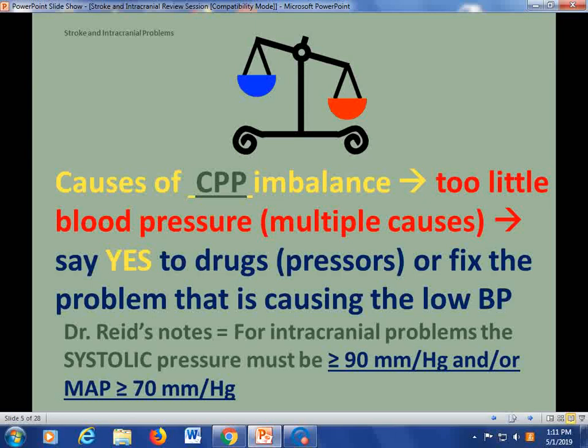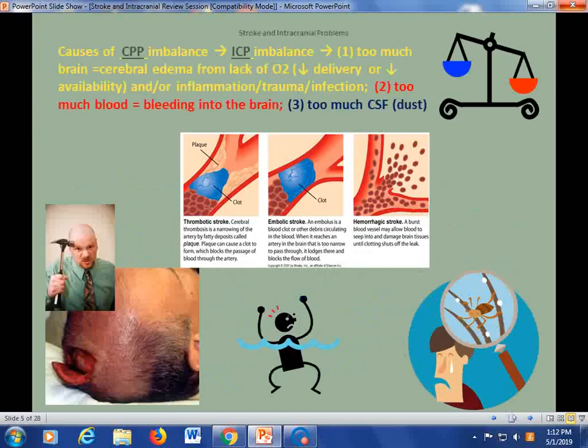Dr. Reed requires that patients have a systolic blood pressure of at least 90, or it can be better. And then the patient needs a MAP, a mean arterial pressure, of 70 or better. And these are Reed's rules: CPP of 70 or better, MAP of 70 or better, and a systolic blood pressure of 90 or better.